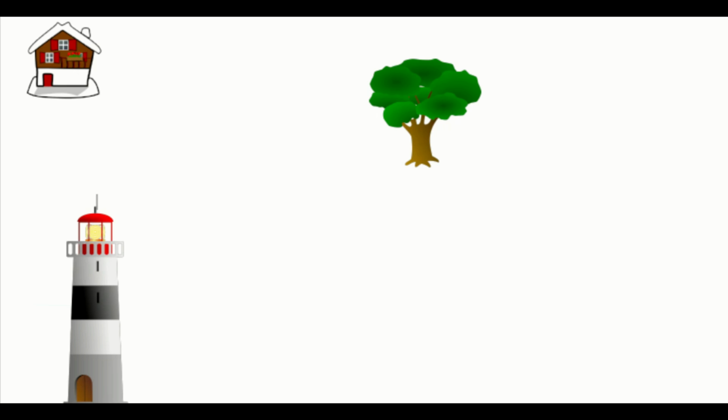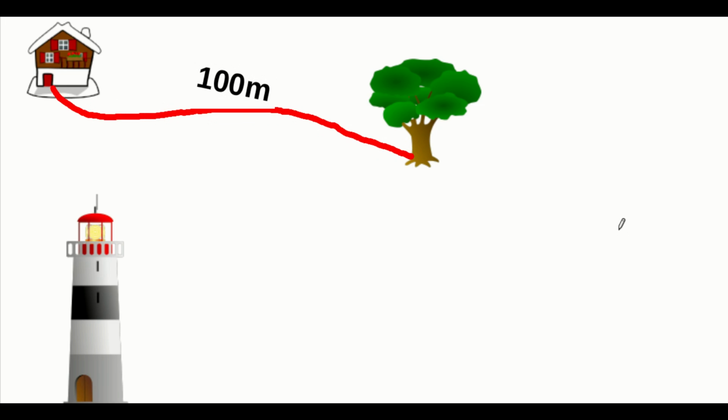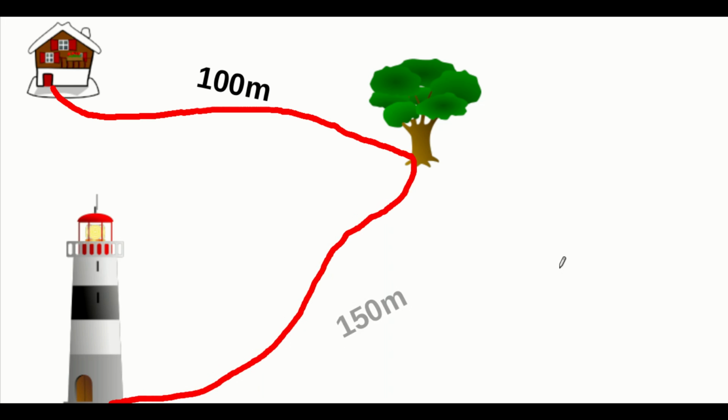Then let us consider another thing. This is a home. A person starts his journey from home like this. He travels and reaches near a tree. The distance he traveled here is 100 meter. Then he continues his journey. Then he travels like this. Then he reaches near a lighthouse. Then he traveled 150 meter here. Then here the total distance he traveled is 100 meter plus 150 meter. The total distance is 250 meter.